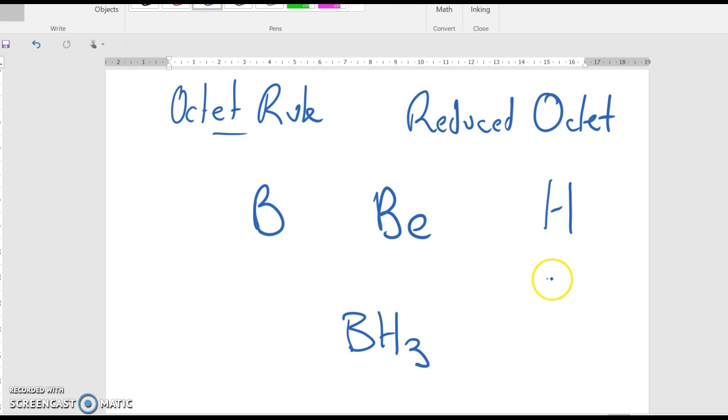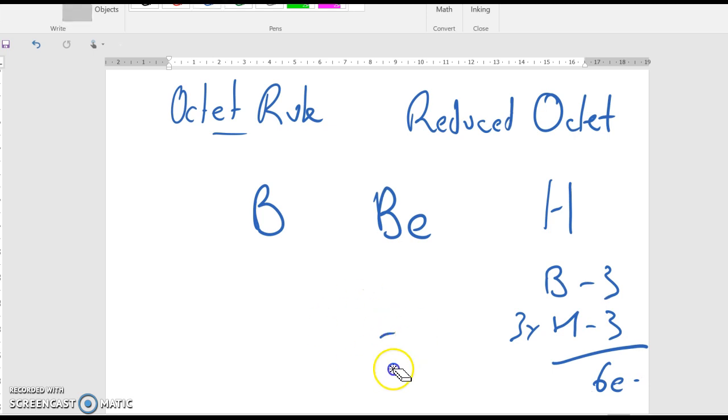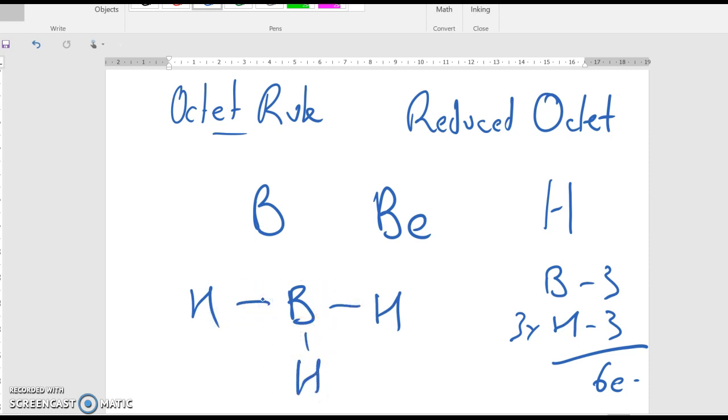If we count up the valence electrons, boron has 3, hydrogen has 1 each, so that's 3. So we have a total of 6 electrons to spread around. And if I try and do that with boron trihydride, I'll just arrange my atoms and chuck a bond, 1, 2, 3, 4, 5, 6. I've now run out of electrons. There are no more to spread around. And in fact, that is the Lewis diagram for boron trihydride, even though boron has only 6 electrons around it, and hence it's a reduced octet.